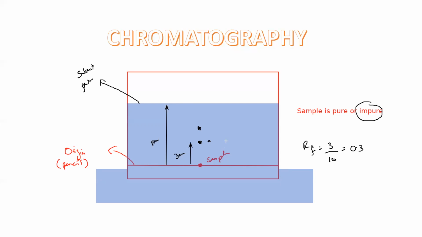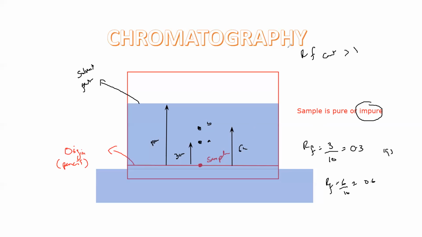And what about the second spot? For example, the second spot rises to 6 centimeters. So for spot B, the RF value will be 6 divided by 10. The RF value cannot be more than 1. Whenever you have an RF value, it cannot be more than 1. It can be equal to 1, but that is rare. It is always less than 1.